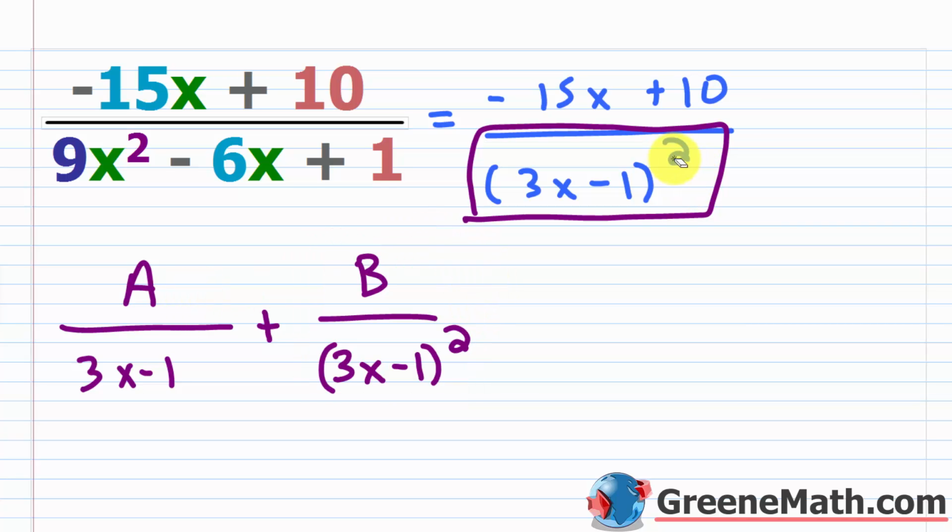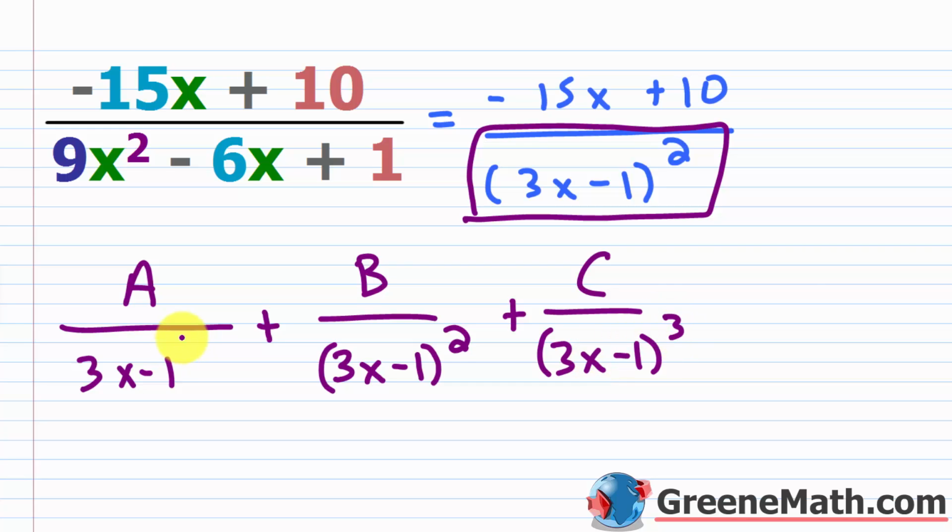If this was, let's say, cubed, you'd need to do another one. You'd need to go plus c over 3x minus 1 cubed. So you need the first power, the second power, the third power. You're going all the way up to whatever this power is. If this was a 4, you'd put plus d over 3x minus 1 to the fourth power, and so on and so forth.